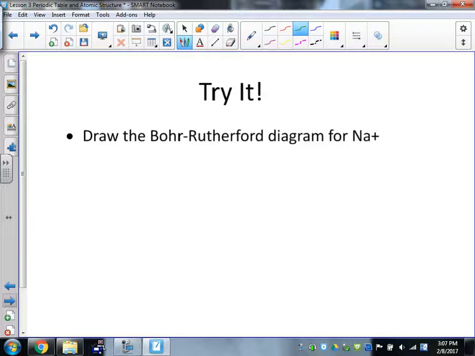All right. Draw the Bohr-Rutherford diagram for sodium 1+. For Na1+. How would that change? So draw that for me.